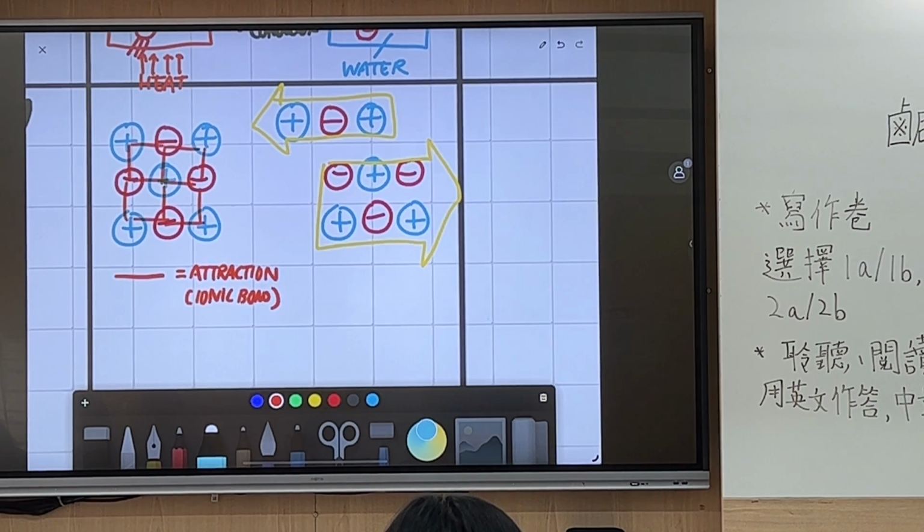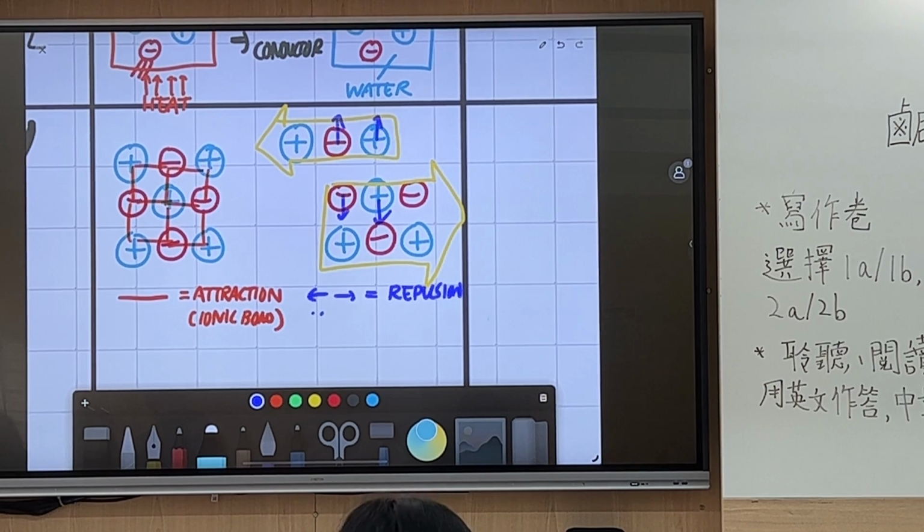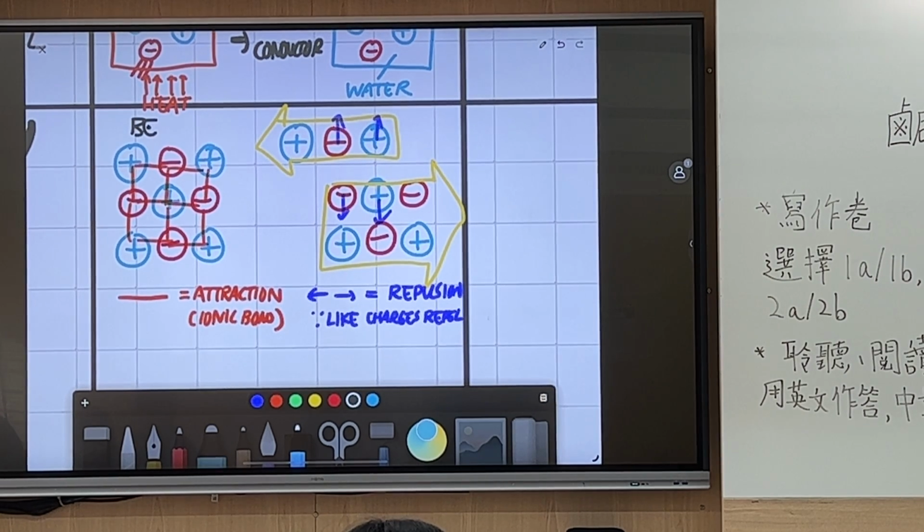And then on the side, like I said earlier, what used to be attraction will then become repulsion because like charges repel. So you see these arrows mean repulsion. Write down why: because like charges repel. And don't forget to put down before and after here. Before and after what? Before and after you deform the structure. Okay, so this is deformation.